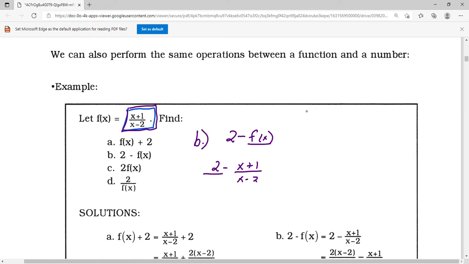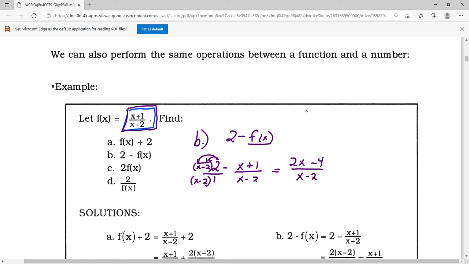Again, we got to put that over 1. Now we got to get a common denominator. So we multiply this whole thing times x minus 2, top and bottom. And we're going to get 2 times x will be 2x, 2 times 2 will be negative 4, and then 1 times x minus 2 would be x minus 2.